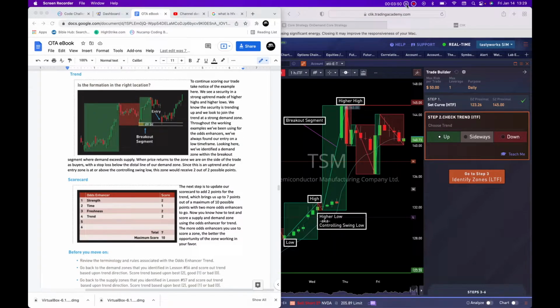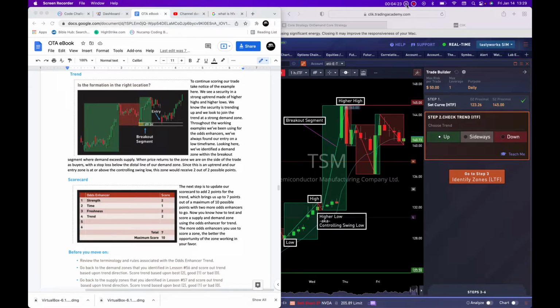To continue scoring our trade, take notice of the example in the upper left. We see a security in a strong uptrend made of higher highs and higher lows. We know the security is trending up and we look to join the trend at a strong demand zone. Throughout the working examples we've been using for the odds enhancers, we've always found our entry on a lower time frame. Looking here, we've identified a demand zone within the breakout segment where demand exceeds supply.